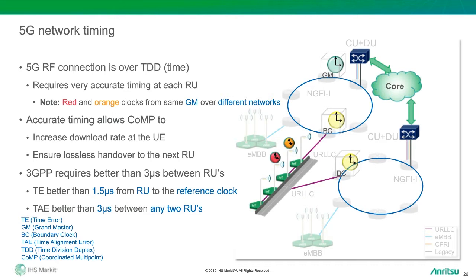So the key here, as per 3GPP, is that those two RUs shown here, the red and the orange RU, the radio units, need to be within what's called a TAE, a time alignment error, of no more than 3 microseconds between them. So very accurate timing being fed across different networks to two RUs. It's not every RU in the network, it's just any RUs that a mobile element could switch between. But when you expand that out, you very quickly get to a position where it's almost covering the full network.